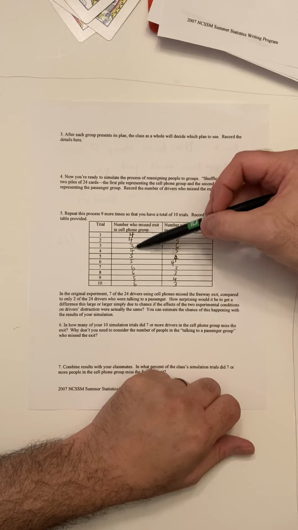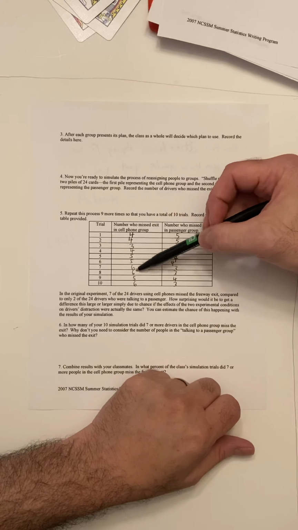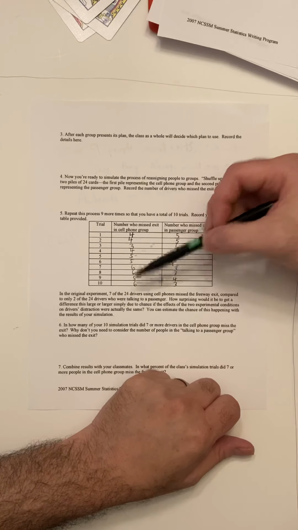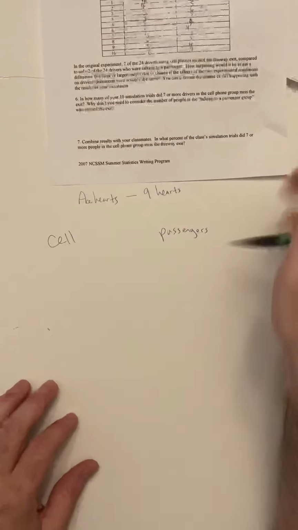We had a couple of 4s, a 3, a few 5s, a few 6s, right? Now, what we're going to do is, I'm going to show you, we're going to make a dot plot of this.